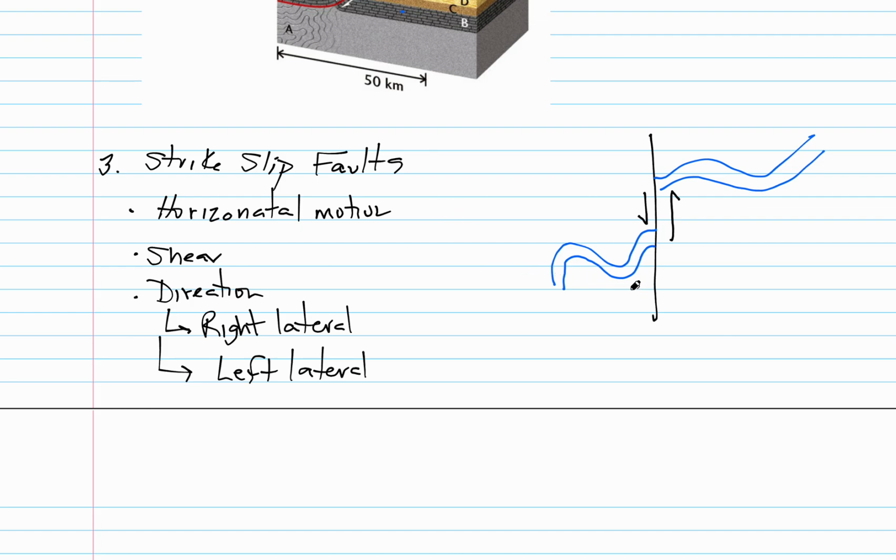Let's imagine you're standing right here. Oh, that's a happy face. Anyways, you're standing right here and you're looking in this direction. You look across the fault and you see which way the other side of the fault moved. Well, in this case, as we look across the fault, we notice that the river has moved to the left, so that this example is a left lateral strike slip fault.